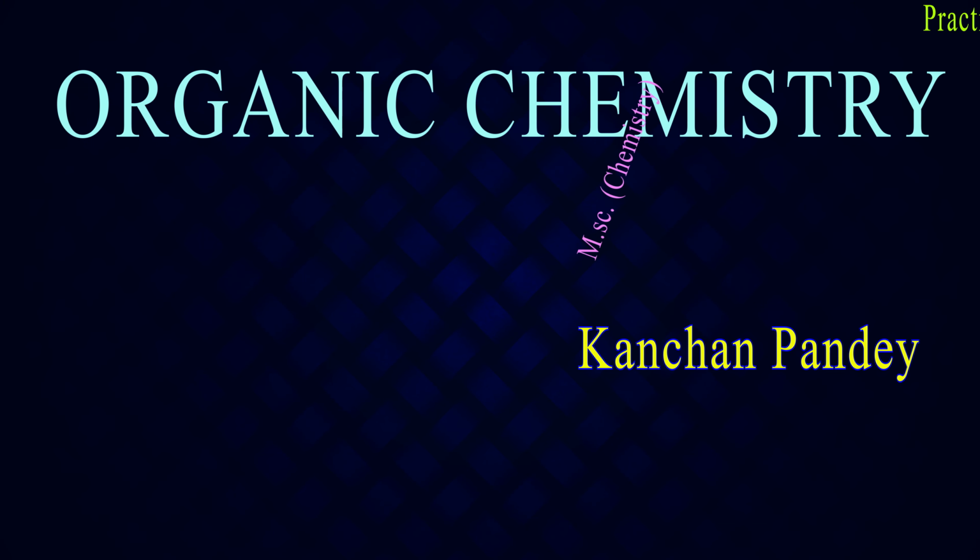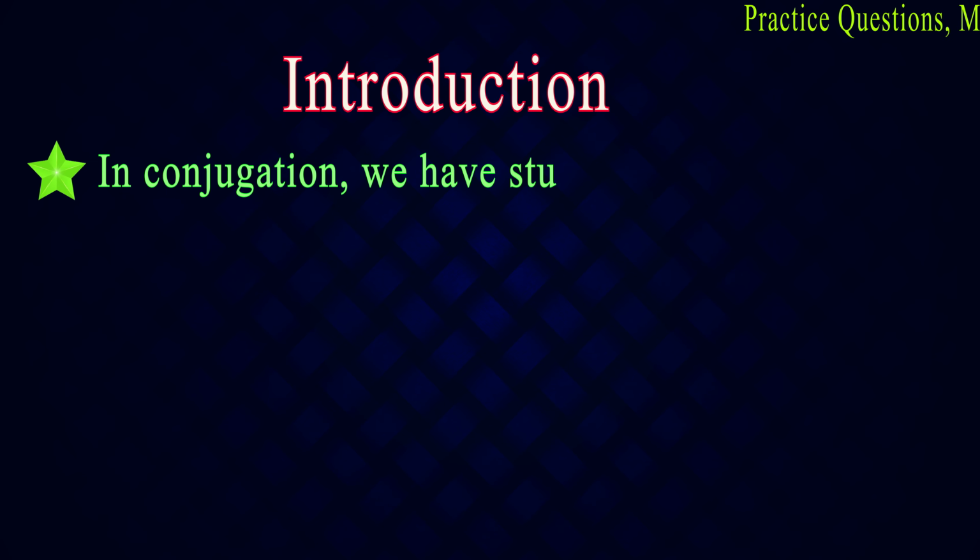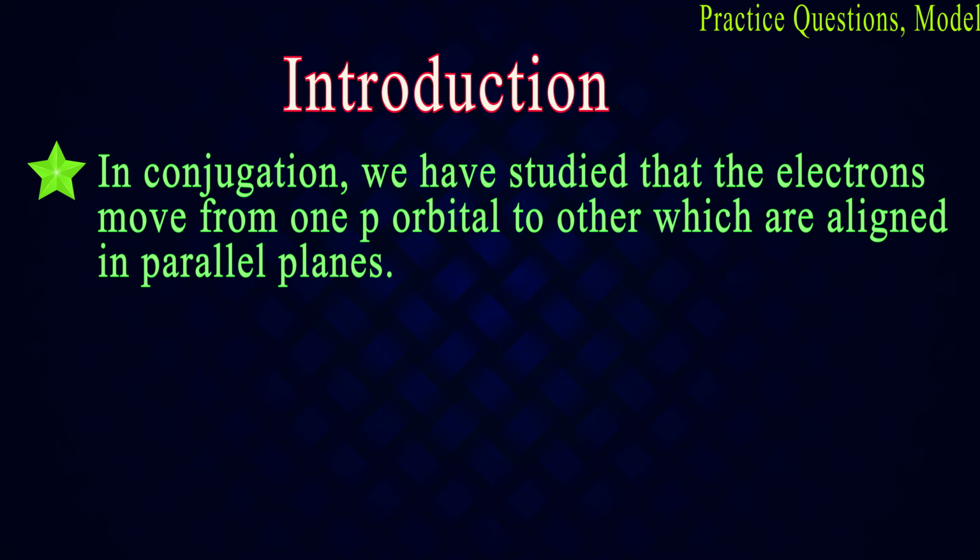Organic chemistry. Topic name is hyperconjugation, and these are the learning outcomes. Let's have some introduction of this topic. In conjugation, as we all know, the electrons move from one p orbital to another p orbital which are aligned in parallel planes.